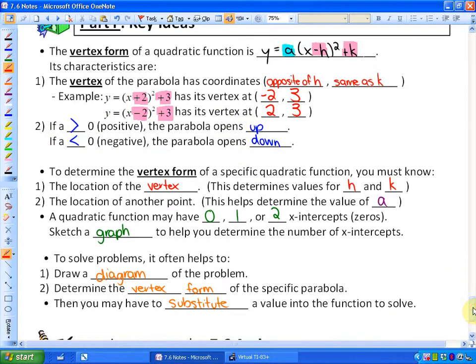And a couple more things. To determine the vertex form of a specific quadratic function, you must know the following. The location of the vertex. This helps determine the values for h and k. And the location of another point, which helps you determine the value of the coefficient a. A quadratic function may have 0, 1, or 2 x-intercepts, as we learned in this lesson. You might want to sketch a graph to help you determine the number of x-intercepts.